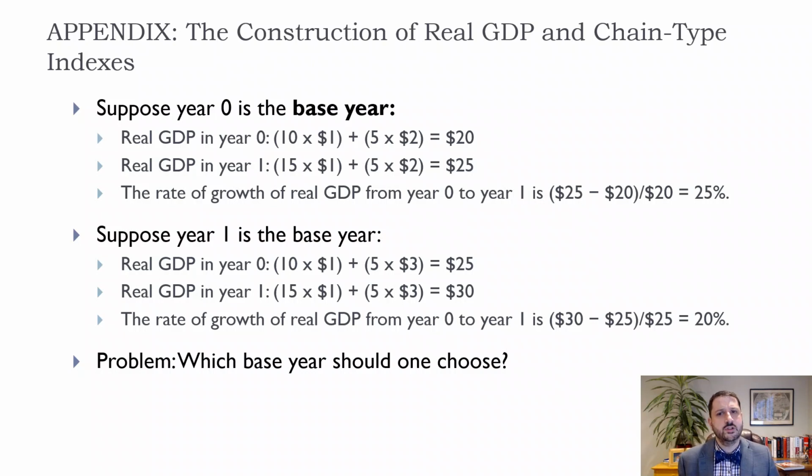But what if we use year 1? Well, if we use year 1 as the base year, now we're going to use year 1 prices instead of year 0 prices. So potatoes are still the same, it's $1, but now wine is $3. So in year 0, it's 10 times 1 is 10, plus 5 times 3 is 15, 10 plus 15 is 25. In year 1, it's 15 times 1 is 15, plus 5 times 3 is 15. 15 plus 15 is 30. Now the rate of growth of real GDP is 30 minus 25, or 5, divided by 25, or 20%.